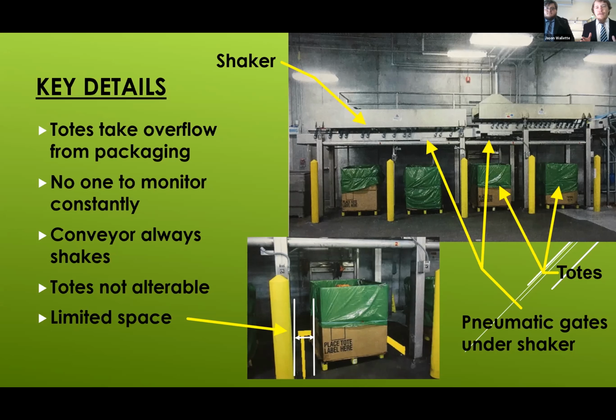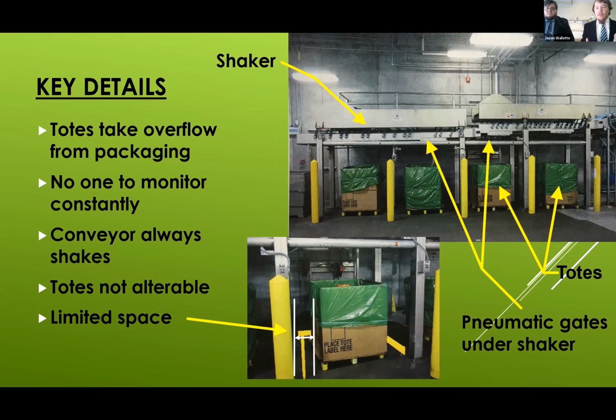Now, the problems we had for our design was that this conveyor is constantly shaking when fries are coming to this area, so there was nowhere we could attach to it. These totes, we were not able to alter them because they come pre-made in just square cardboard boxes on pallets. And as you can see in the lower photo, there's a limited amount of space that we have down here to work with. So we needed to figure out something that would be able to work in that area.